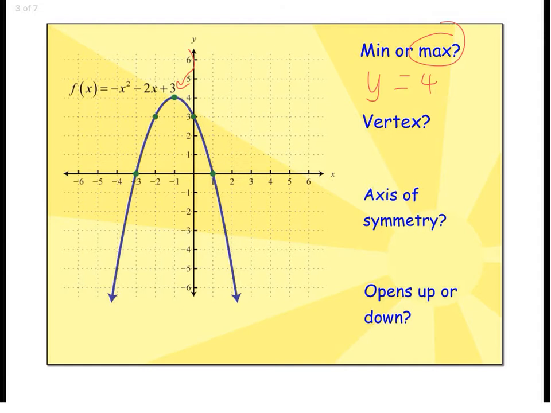Now the vertex is at the same spot. It's this top part right here, but I have to list the ordered pair. So that would be negative 1, 4.